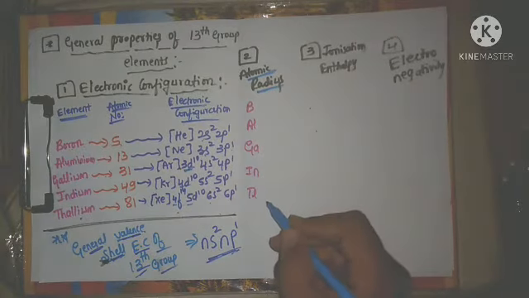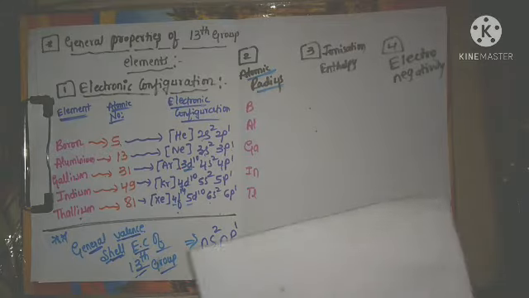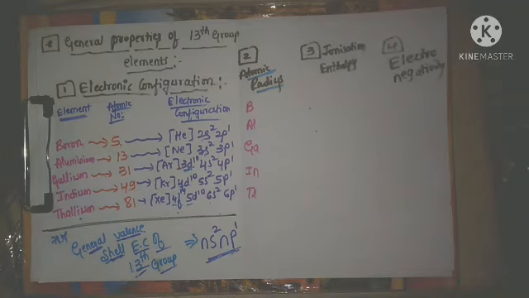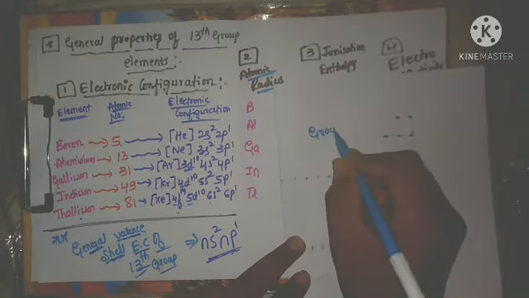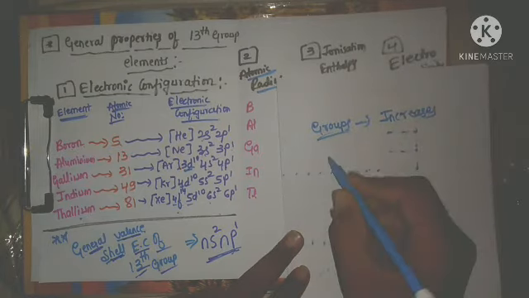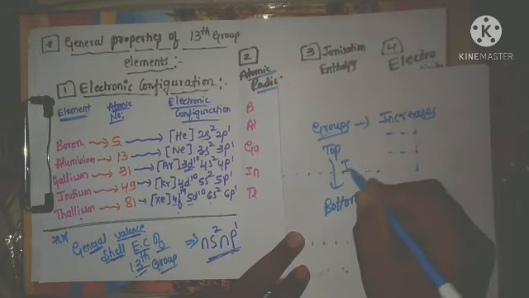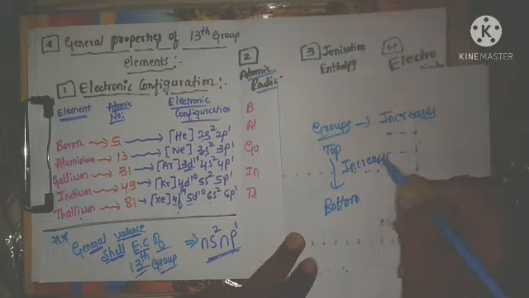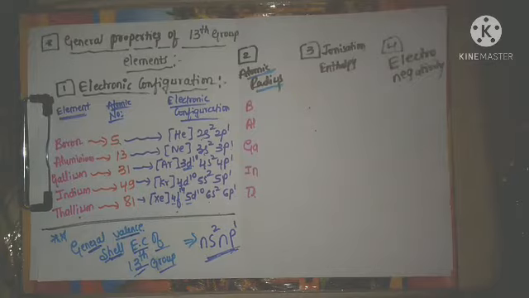Group means top to bottom. Generally what happens to the atomic radius from top to bottom? For this one I will take the rough paper here. Here we have discussed classification of elements. Right, along groups, atomic radius increases, that is from top to bottom. If you write that from top to bottom atomic radius increases continuously, that will be wrong.